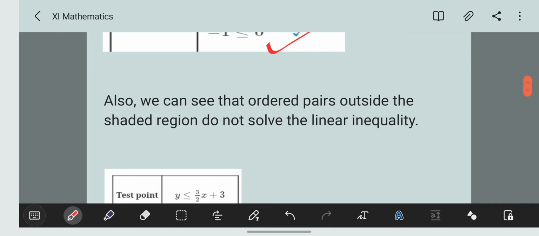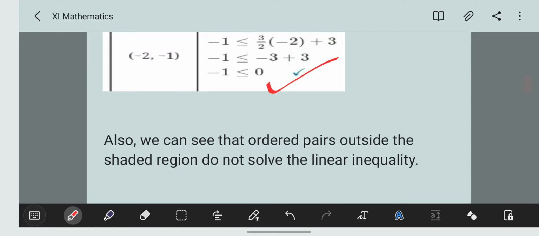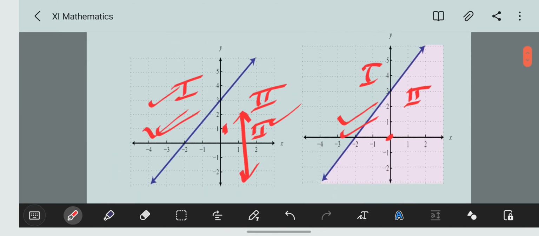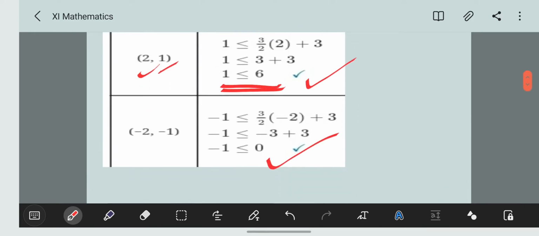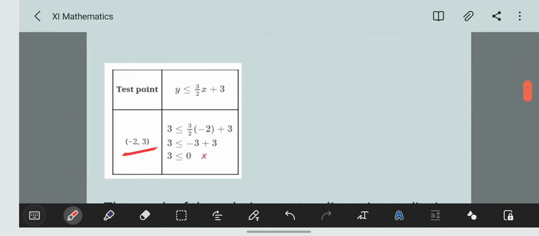Also, we can see that ordered pairs outside the shaded region do not solve the linear inequality. By looking at the graph, if I take points which are not in the shaded region, like minus 3 and 4, they will not satisfy the given inequality. Let's see. The point taken here is minus 2 and 3. So 3 is not less than or equal to 0. So this will not satisfy. That means the solution set is not above the line, it is below the line.